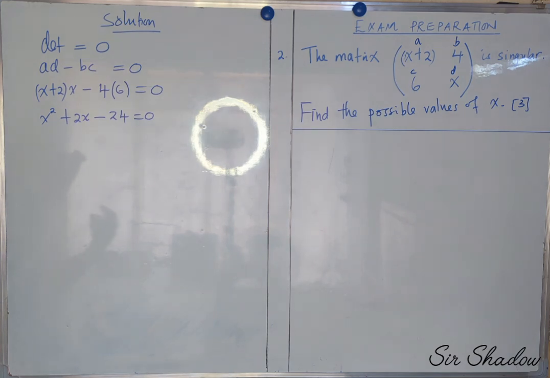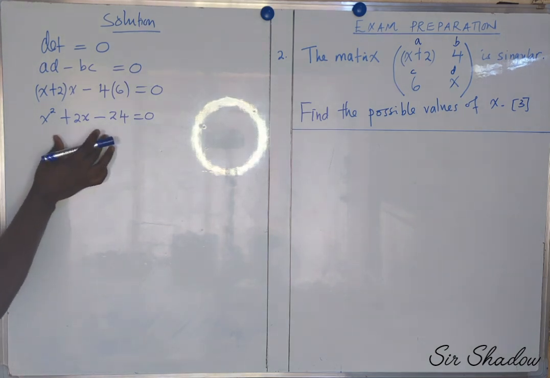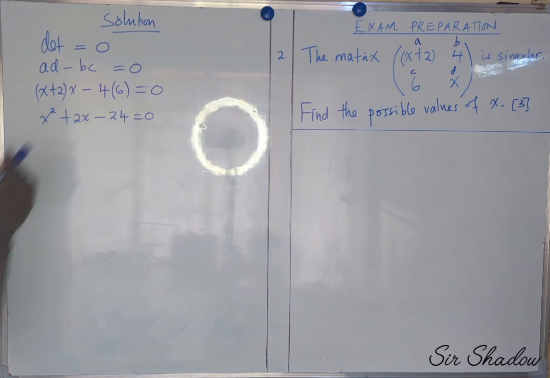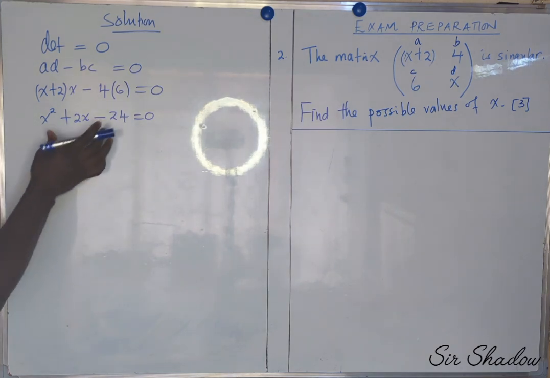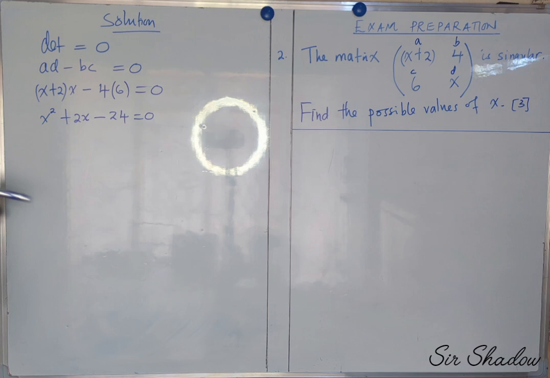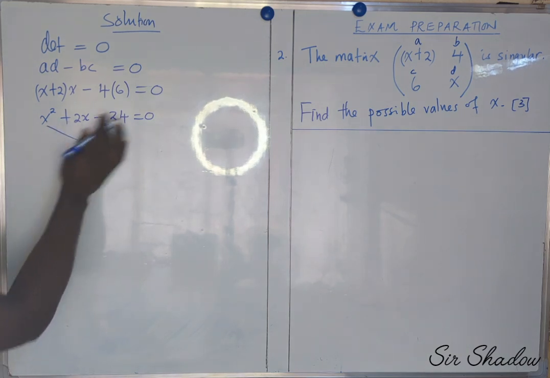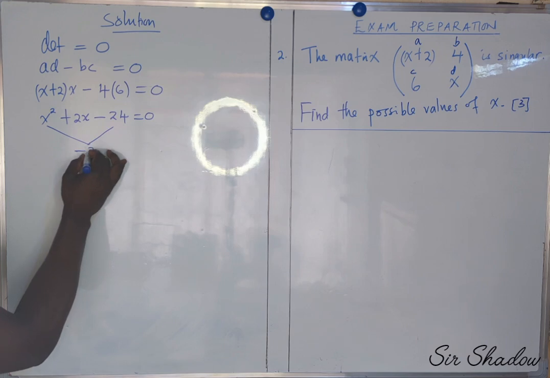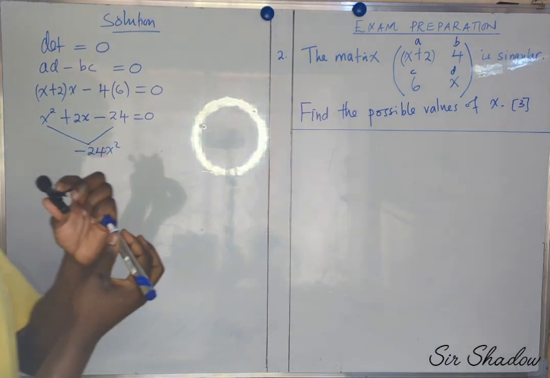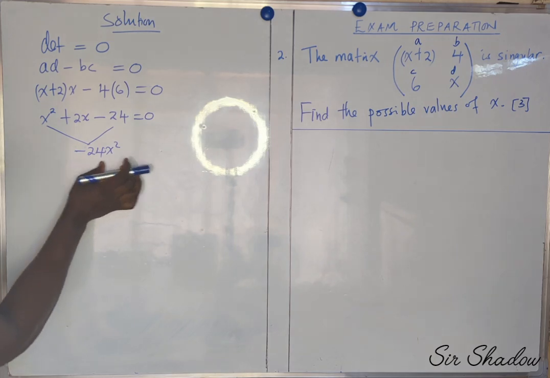Right. So, for us to find the possible values of x, we want to factorize this so that we can equate to 0. For us to factorize this, remember we apply this concept, this by this. If we multiply the product of those two, we get negative 24 x squared. So we want two possible factors of negative 24.